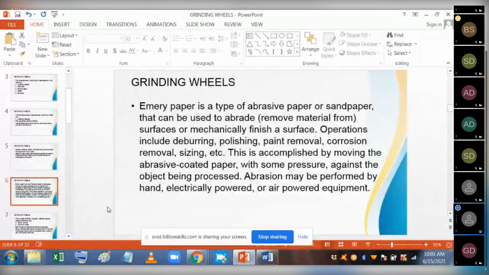Now, this deburring is accomplished by moving the abrasive coated paper with some pressure against the object being processed. You have seen this being used for wooden furniture, and this can be used for harder materials also, where the grade of the emery paper changes. Abrasion may be performed by hand, electrically powered, or air powered equipment.